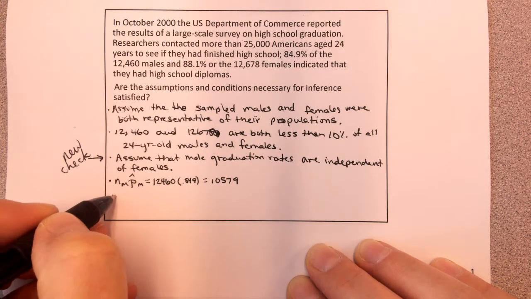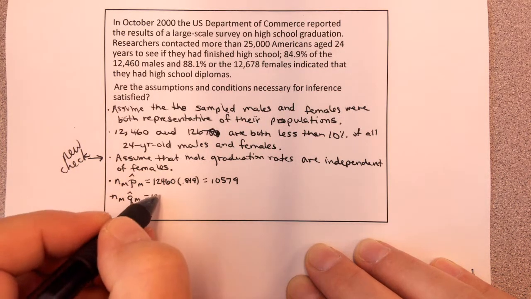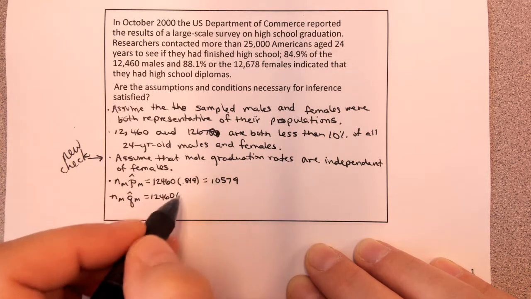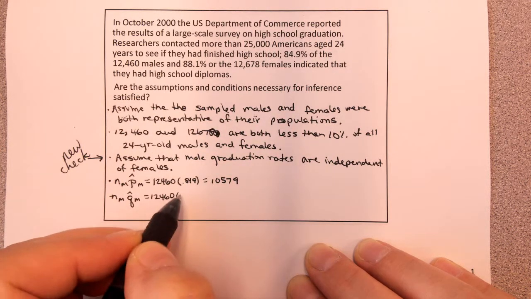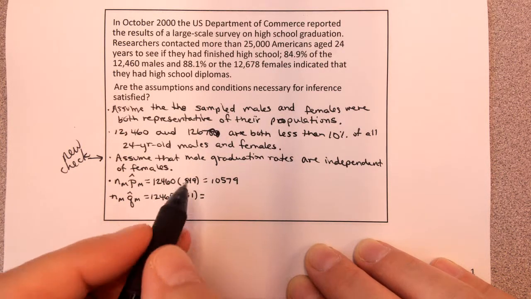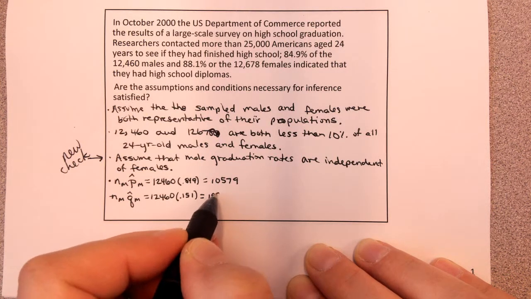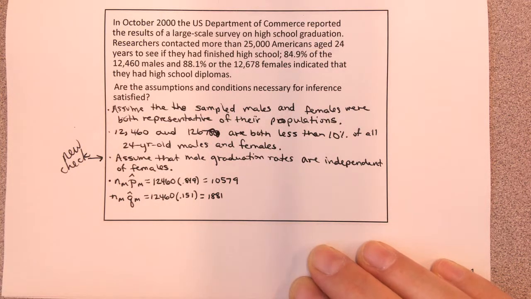Alright, then N of the males times q hat of the males, so the failures are 12,460 times, well, let's see, if you subtract 84.9% from 100%, you get 0.151. And if you multiply that, you end up with 1,881. Definitely bigger than 10. You have to show the numbers, and you're going to need those numbers to punch them in the calculator later. So you might as well just put your big boy britches on, big girl britches on, and just do it. It's got to be done.